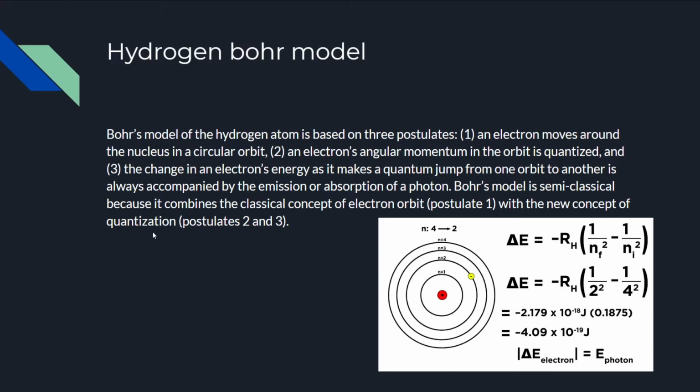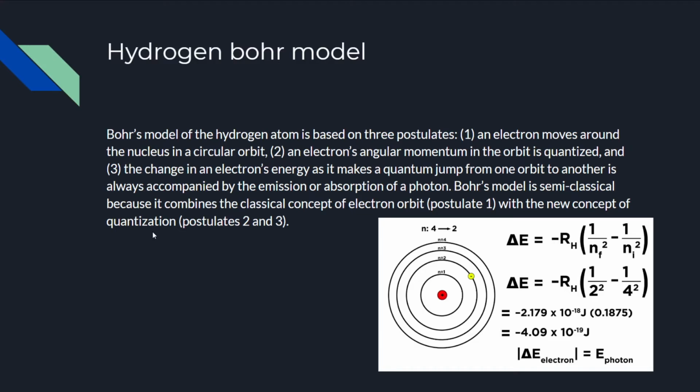So the first is that an electron moves around the nucleus in a circular orbit. The second is that an electron's angular momentum in the orbit is quantized. And three, the change in an electron's energy as it makes a quantum jump from one orbital to another is always accompanied by the emission or absorption of a photon.